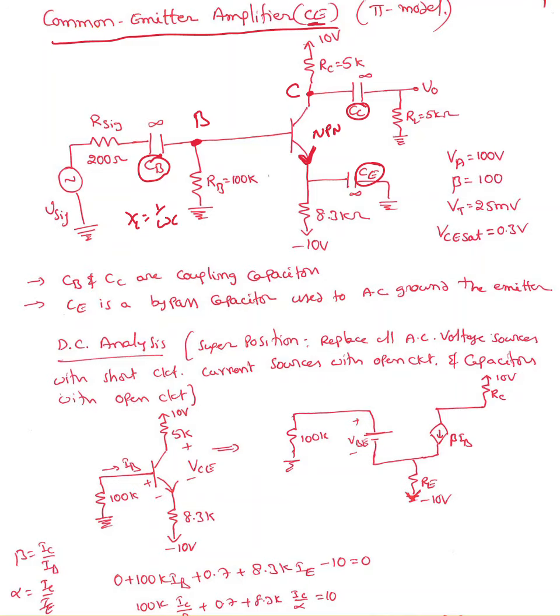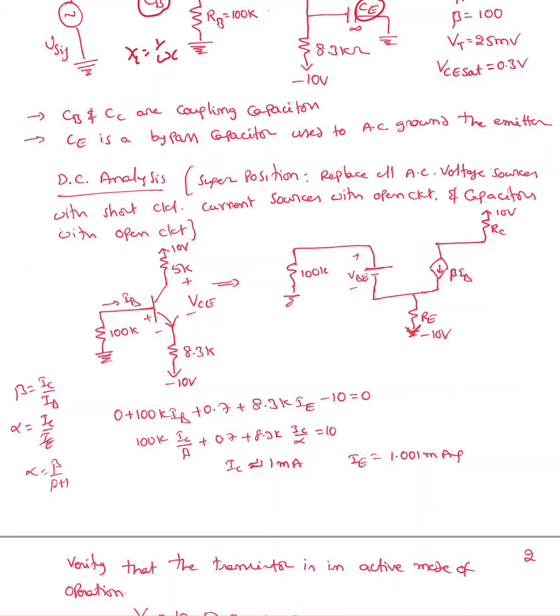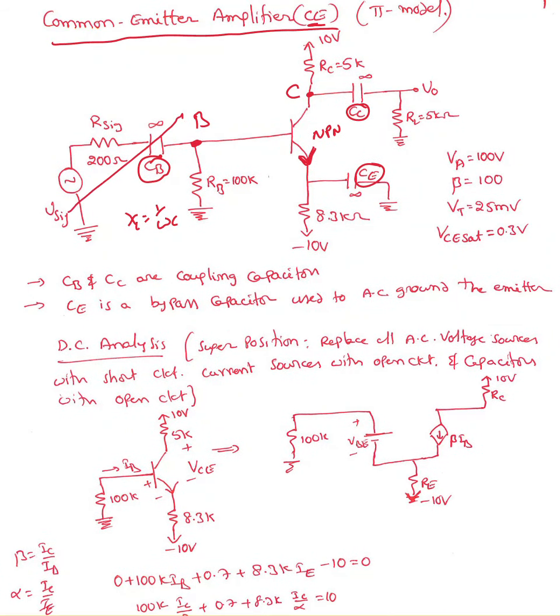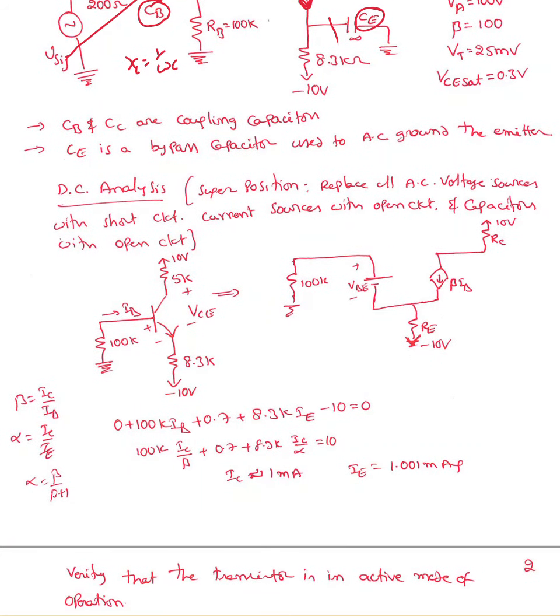Now we're going to do the DC analysis. In DC analysis, this part is going to be disconnected because the capacitor is going to disconnect it. Capacitor is going to disconnect it there too at collector. So in DC analysis, to simplify this, I'm going to assume that this is working in active mode of operation. In active mode of operation, I'm going to assume there is a 0.7 volts drop across B and E.